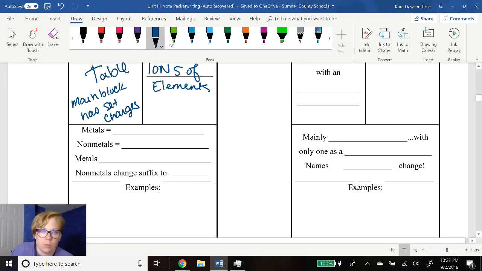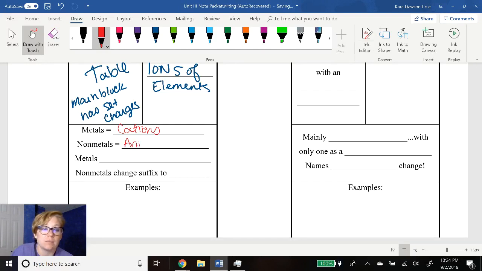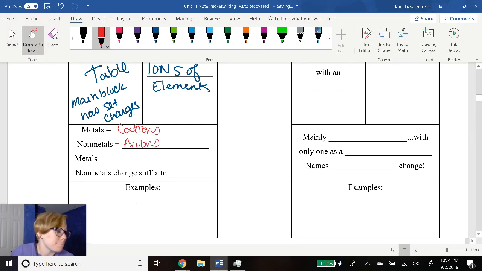Metals will always be cations. Nonmetals are always anions. Metals, the name doesn't change. The metal likes to keep his name. The nonmetals change the suffix of their name to -ide.